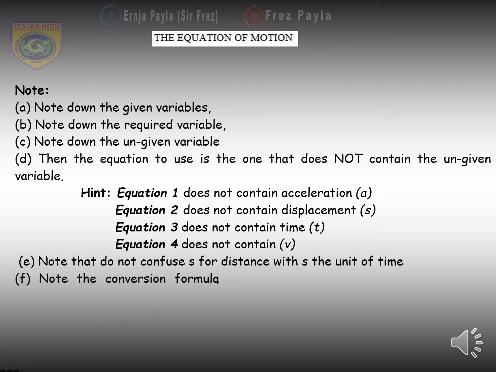Note the conversion formula. 1 kilometer per hour is equal to 1,000 over 60 times 60 meter per second. Or 36 kilometer per hour is equal to 10 meter per second. Or 1 meter per second is equal to 3.6 kilometer per hour.